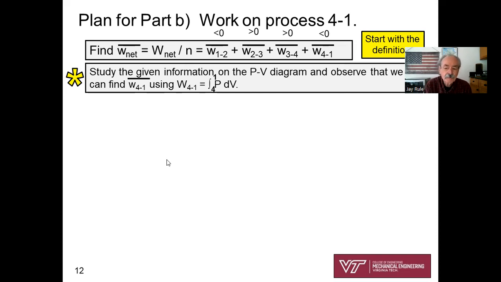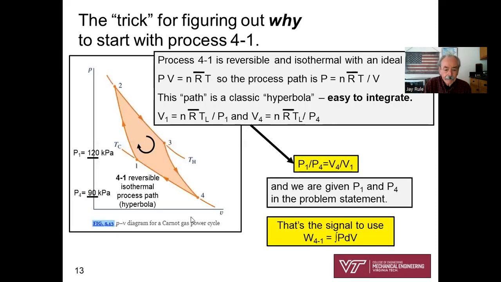And I observed that we can find the work from 4 to 1 using W, the work, kilojoules, equals the integral of PdV from state 4 to state 1. I observed that. Now, you say, well, good golly, okay, he said that. Let's go through my thinking process, maybe to help you do the same. Here's a rehash of the pressure volume diagram for our Carnot cycle.